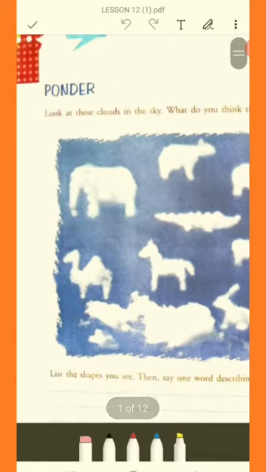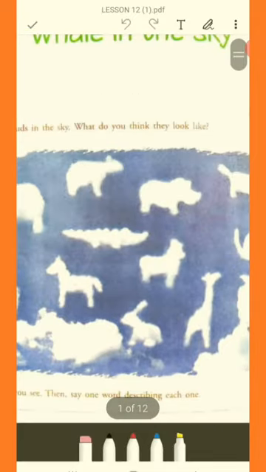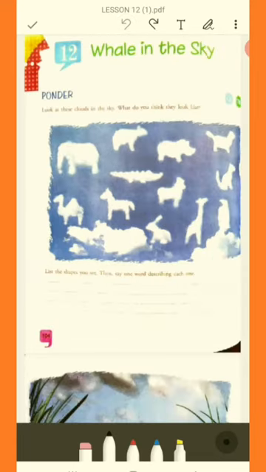So you are asked to look at these clouds in the sky. What do you think they look like? You must have seen the sky from time to time, clouds appear to give you different sorts of shapes. Sometimes they are simple, sometimes they resemble animals. Here a set of clouds are given that resemble several animals. We ask you to identify them. I'll leave the identification part to you. We'll identify a few for you. Clear? Let's see.